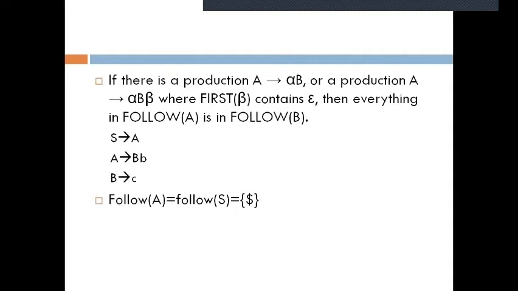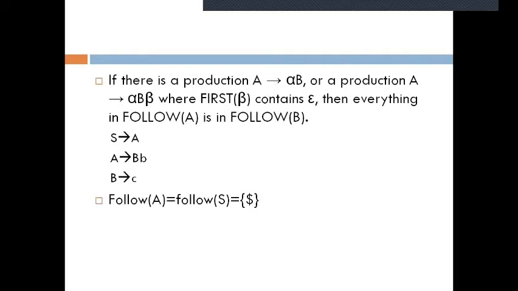Next, if there is a production A derives alpha B, or a production A derives alpha B beta where first of beta contains empty, then everything in follow of A is in follow of B. For example, if you are having the production S derives A, A derives B b, and B derives c, what is the follow value of B? Nothing is following it, so it is followed by empty. If it is followed by empty, you have to backtrack, and find the production symbol of that, which is A. So you have to write the follow value of that A.